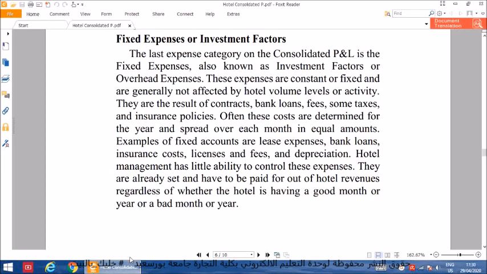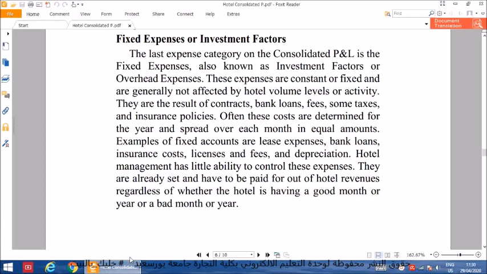Today we will complete the previous lecture related to accounting for hotels. We will complete some terms related to hotels, related to accounting for hotels. For example, fixed expenses or investment factors.